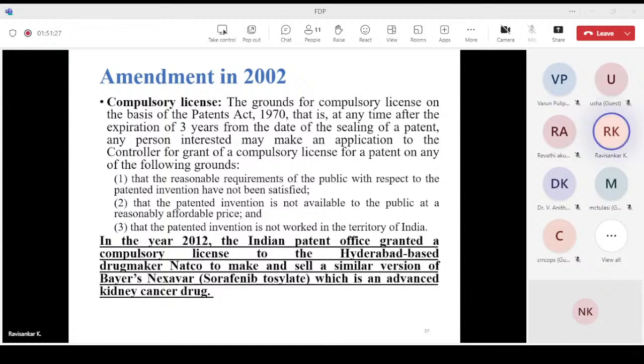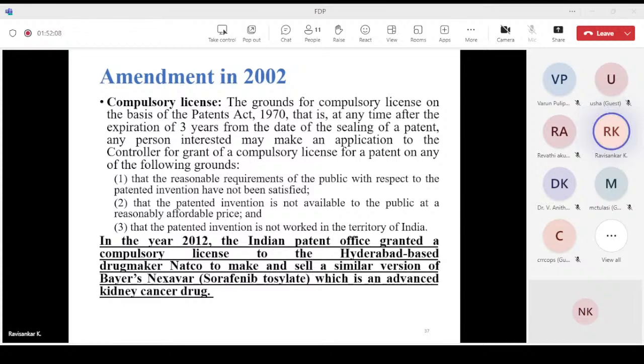Another provision in the 2002 amendment is compulsory license. The grounds for compulsory license: any time after the expiration of 3 years from the date of sealing, any person interested may make an application to the controller for grant of compulsory license on the following grounds. There are 3 grounds for applying for compulsory license. That the reasonable requirements of the public with respect to the patented invention have not been satisfied. The patented invention is not available to public at a reasonable cost. The patented invention is not worked in the territory of India.